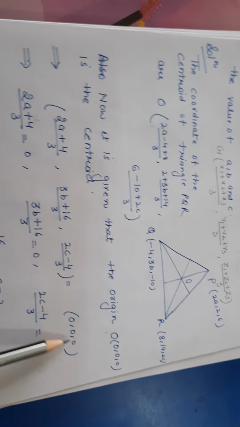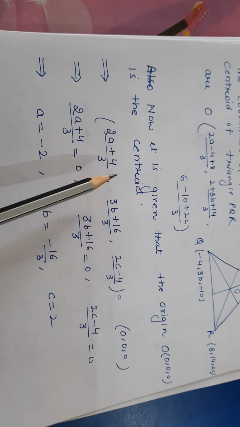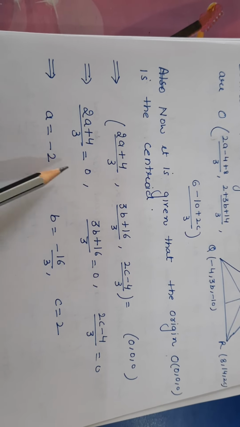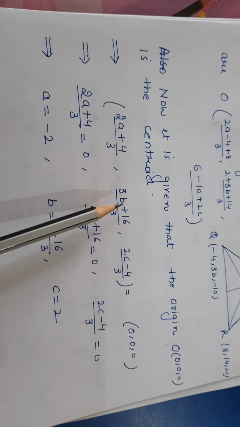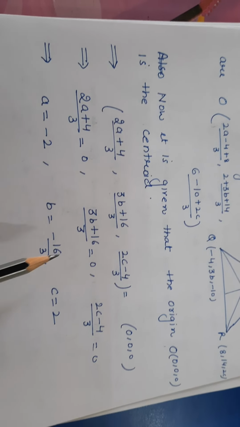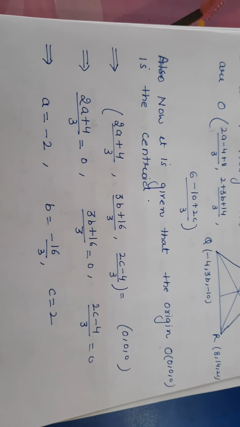So compare these two. From here, (2a plus 4) by 3 equals 0. Cross multiplication, this is 0, so a is minus 2. Again, (3b plus 16) by 3 equals 0. So b is minus 16 by 3 and c is 2.